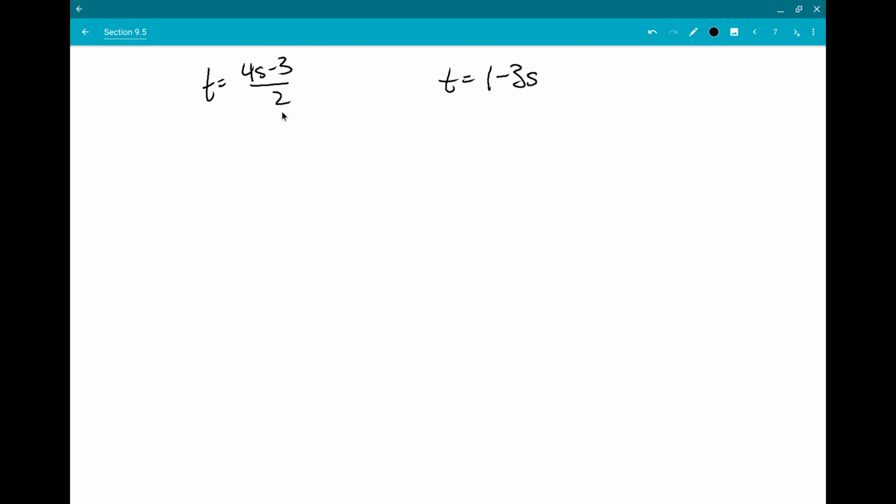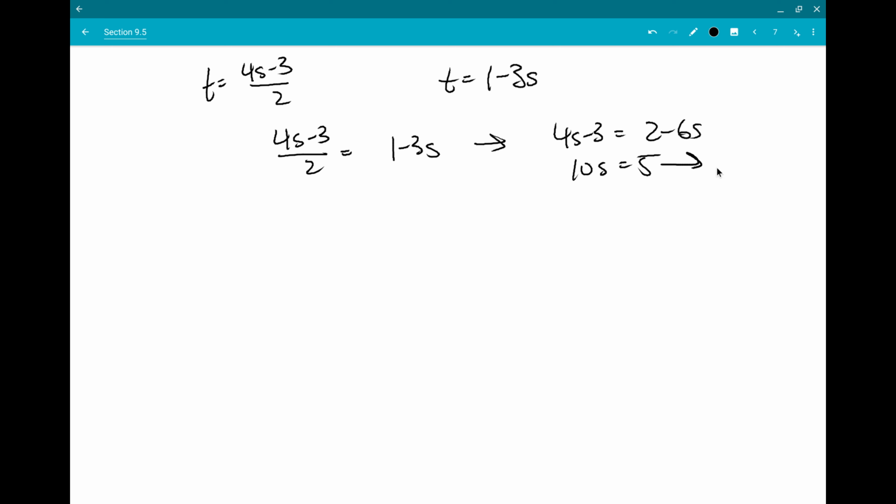All right. Now I have two equations, so I can set them equal to each other to try and solve for anything. That's going to give me 4s minus 3 is equal to 2 minus 6s, or 10s is equal to 5, which tells me that s is equal to 1/2. Then going back to t is equal to 1 minus 3s, it's equal to 1 minus 3/2, which is minus 1/2. So there's my s and t.